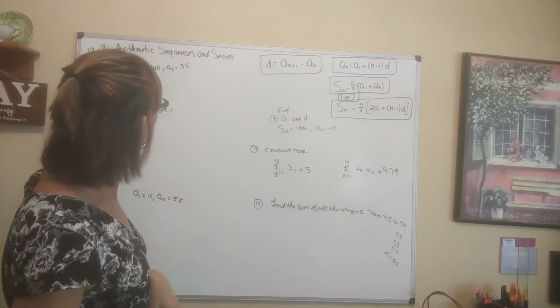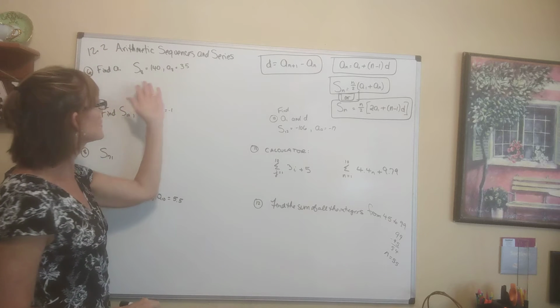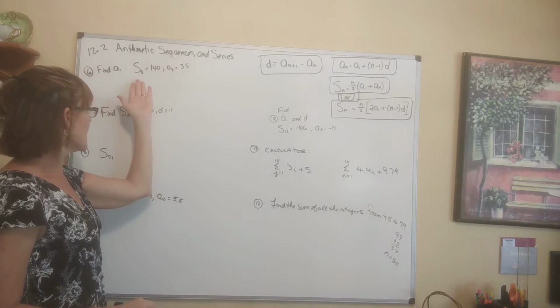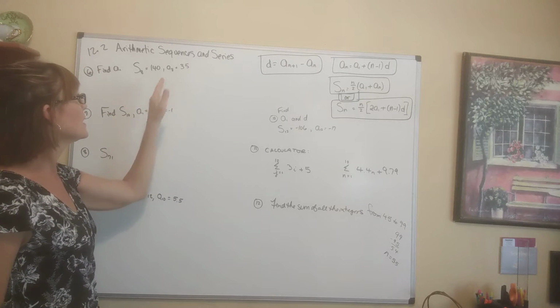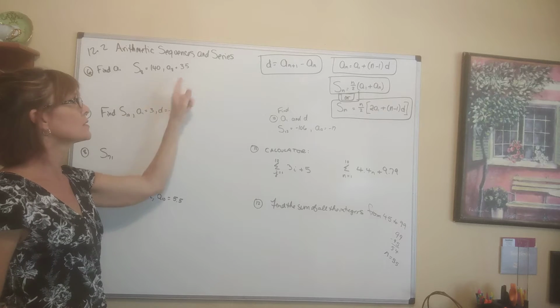Number 6, they ask us to find a sub 1, and they give us two pieces of information. S sub 8, which means the sum of the first 8 terms is equal to 140, and A sub 8, which means the 8th term is 35.